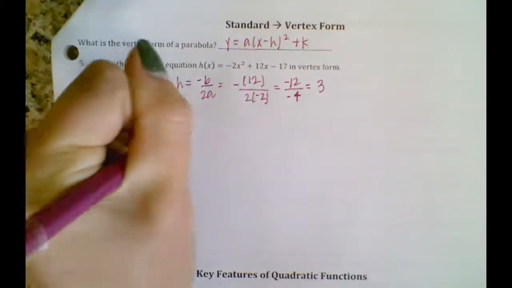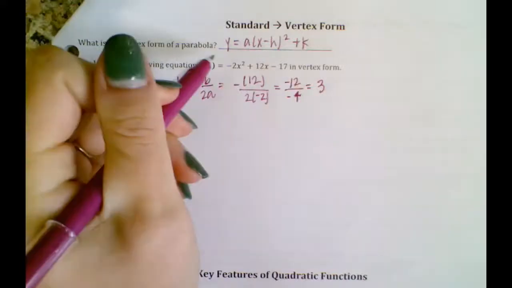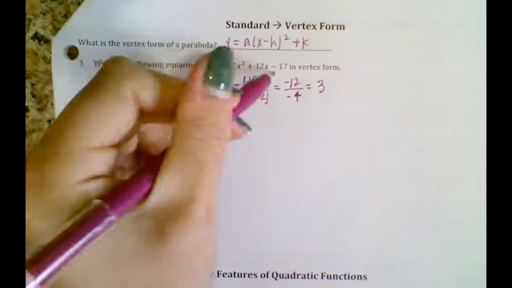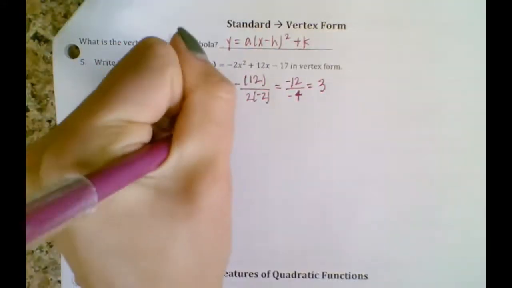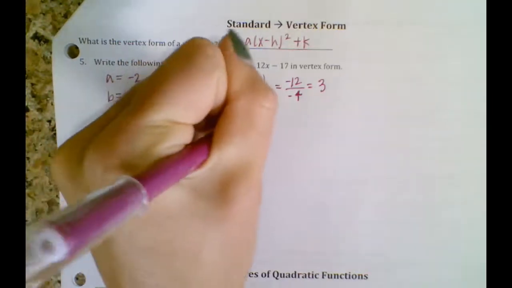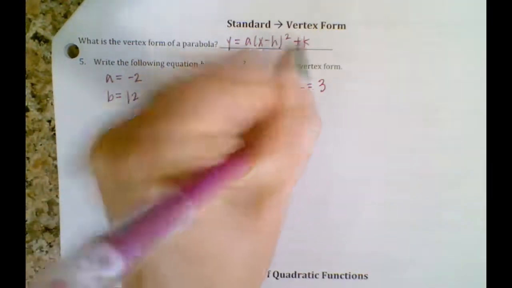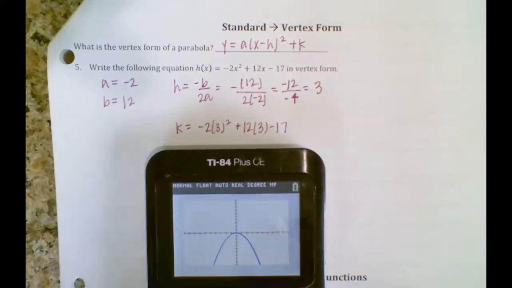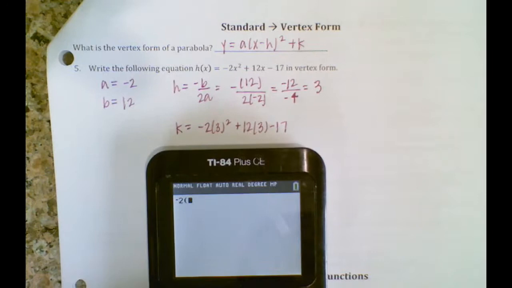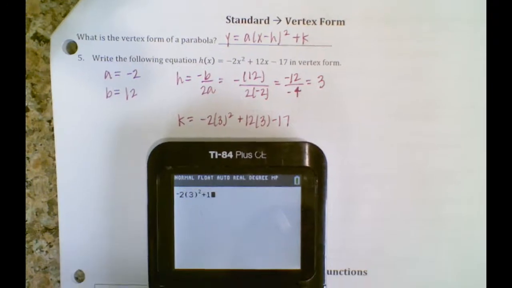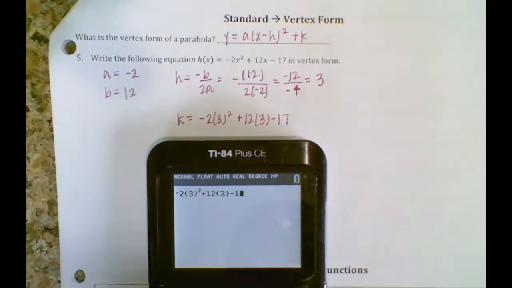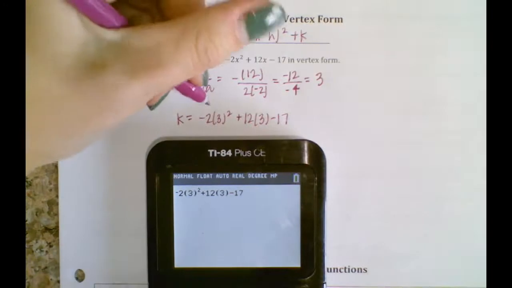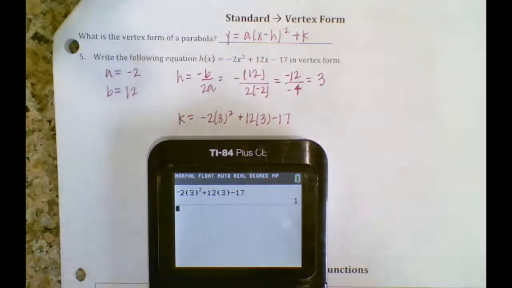And then my k value, remember, you just take this h value and plug it back in for x right here. So I have -2 times 3 squared plus 12 times 3 minus 17. And remember, you guys can just type that into your calculator just like you see it. So I have -2 parentheses 3 squared plus 12 times 3 minus 17. All right, and that equals 1.